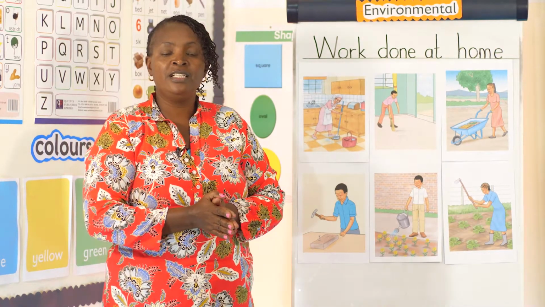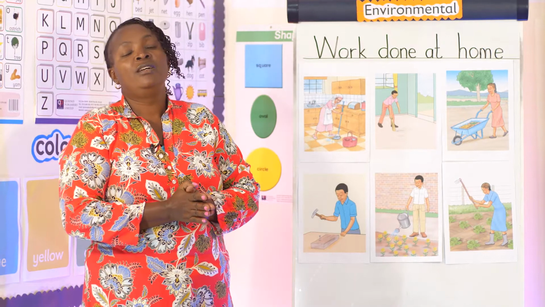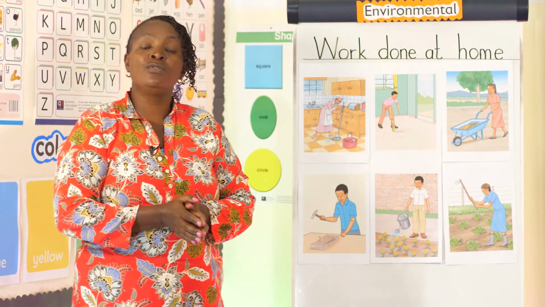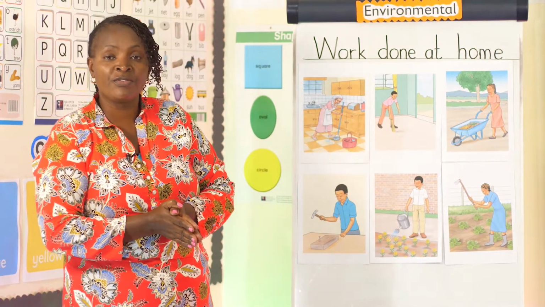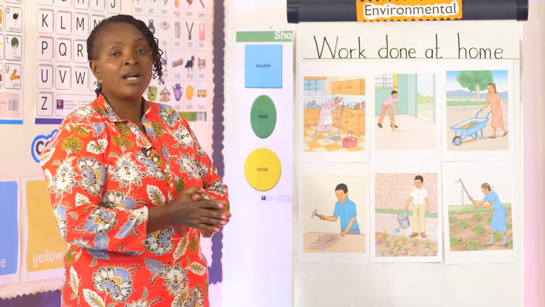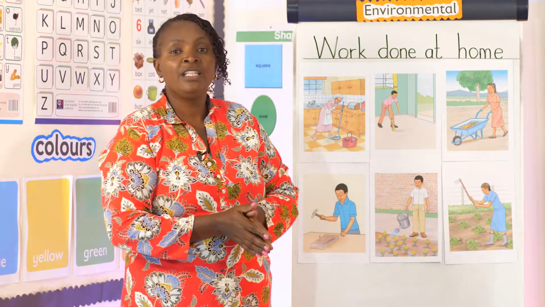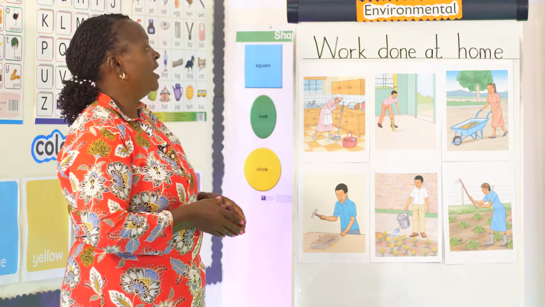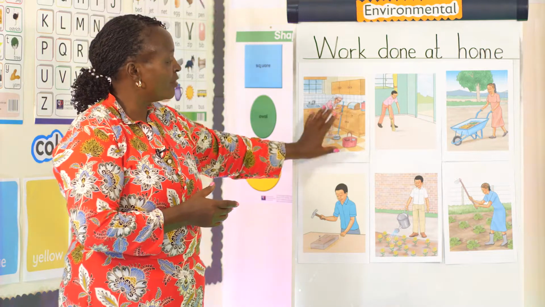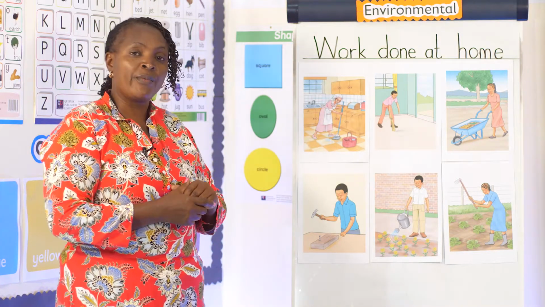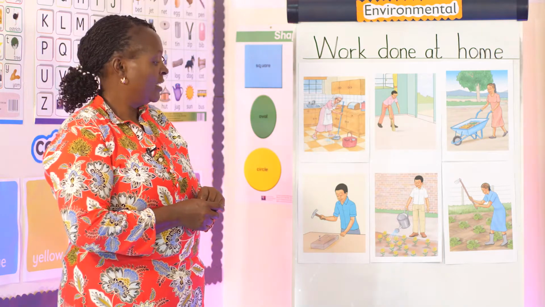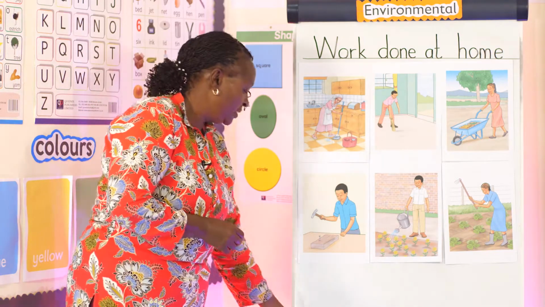All right, children? When we go to school, we leave some people at home, and sometimes our mommies do different work. They don't work in the office. Some mommies work at home, okay? And others work in the farm. All right, children? Now, here we have pictures of different people who are working at home. You can see them, okay? Can you see my board?